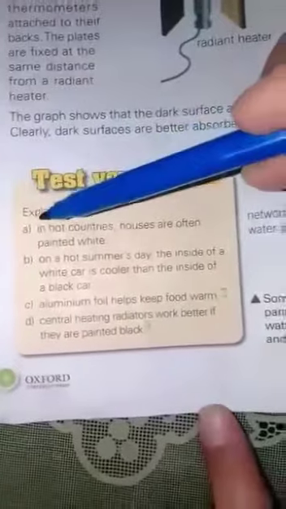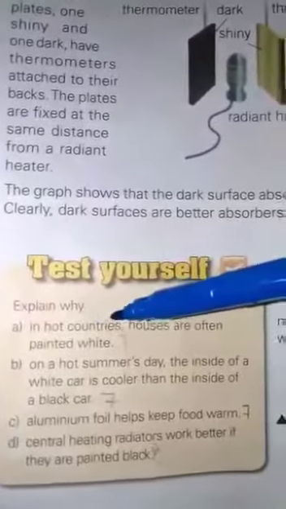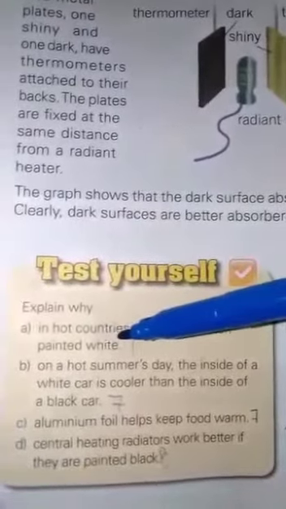Explain why in hot countries houses are often painted white. Beta, its answer is on page number 7. Page number 7, from this line, white or silvery surfaces, up to this line.